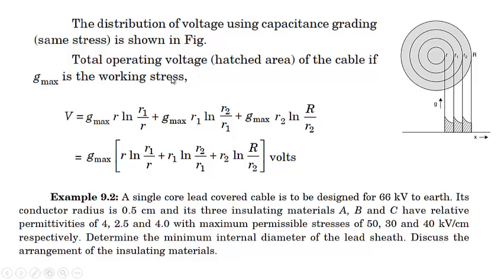Since from this derivation we have seen that their permittivities should be different, the highest permittivity is to be placed near the conductor, and the other permittivities are placed as per their decreasing order. But here two materials have the same permittivity. Let us see what we do with these permittivities. With the maximum permissible stress, but the stress is given which is not the same. You can see over here 50, 30 and 40 kilovolt per centimeter respectively.